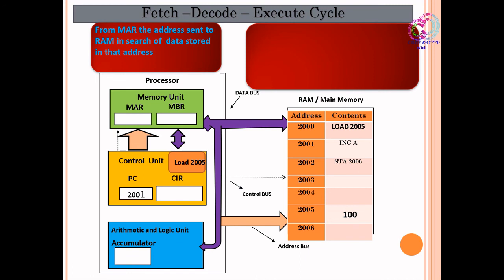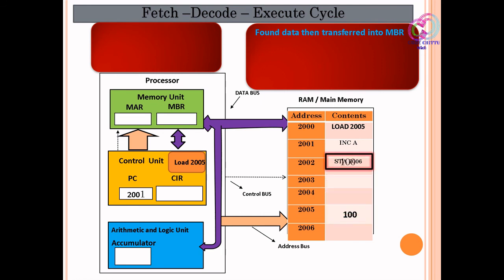From the MAR it searches memory and finds which location it is. This one is not an instruction but a value, and that data is transferred through the data bus and stored into the MBR. Next, from the MBR it is sent directly to the accumulator, because load just transfers the data to the accumulator. Now the first instruction is fetched, decoded and executed.